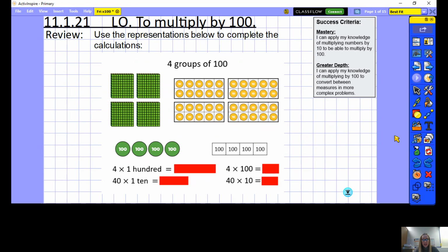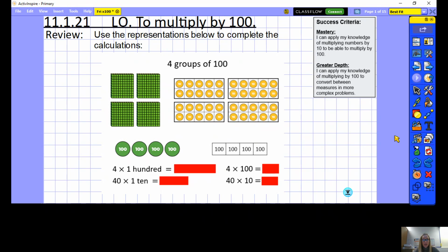Okay, our success criteria today is to be able to apply your knowledge of multiplying numbers by 10 to be able to multiply by 100, and to be able to apply your knowledge of multiplying by 100 to convert between measures in more complex problems. So, let's review what we learnt in our last lesson.